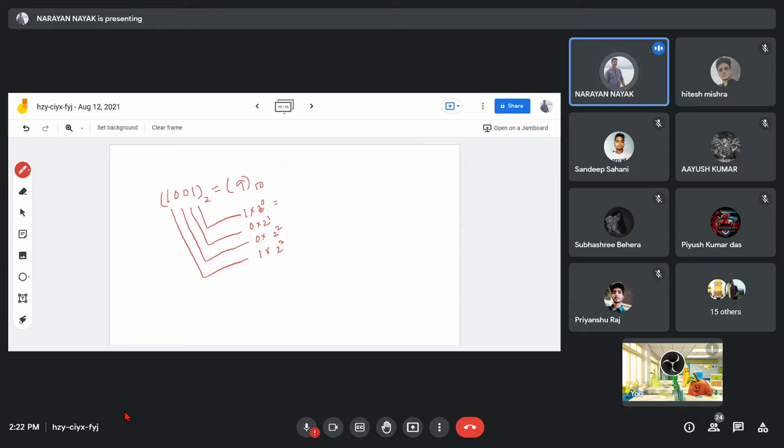So 2 to the power 0 is 1 into 1, 1. It is a 0. It is a 0. 2 to the power 3 is 8. So it is 9. Clear? We have already calculated decimal point 9. The binary you got this way. So if it is given binary to decimal, you have to do like this.